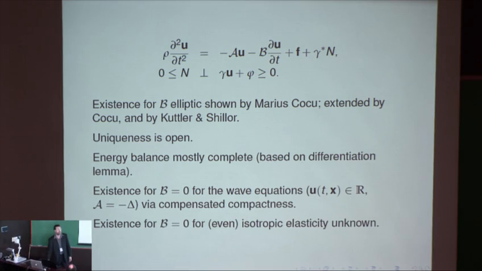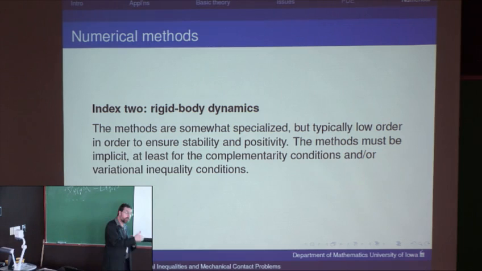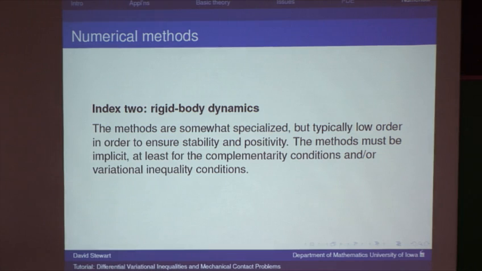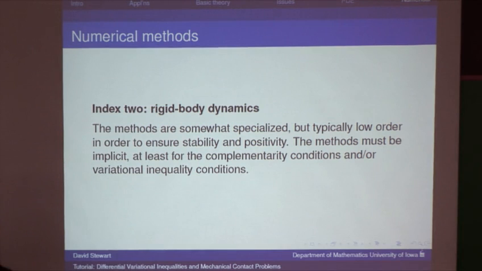Numerical methods, finally, I've got 10 minutes. So, index two is sort of at the extreme end of what we can handle in this framework. So it shouldn't be too surprising that we've got to be a little bit specialized about how we deal with things numerically. The methods must be implicit. We typically use low order, just first order.